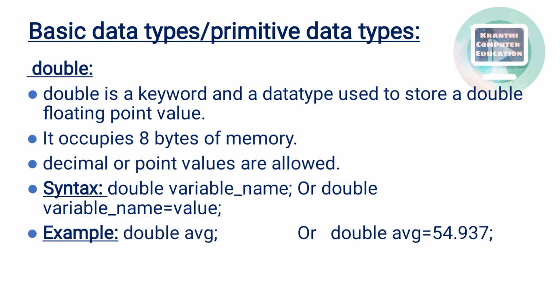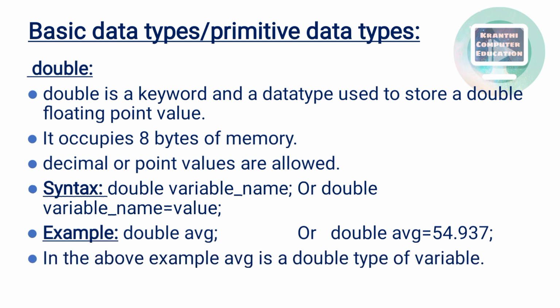Let's see the examples now. Double average, or double average equals to 54.937. So here 54.937 is the double value. In the above example, average is a double type of variable.